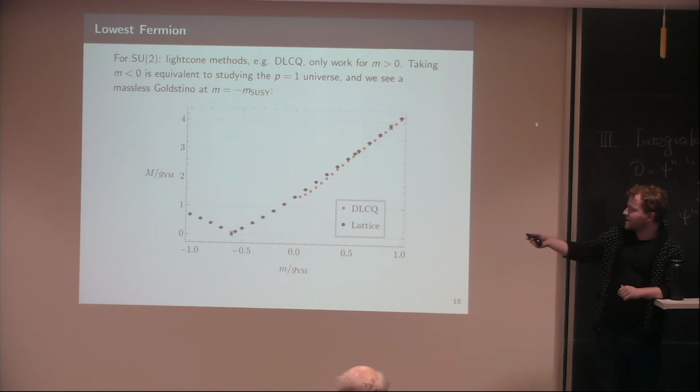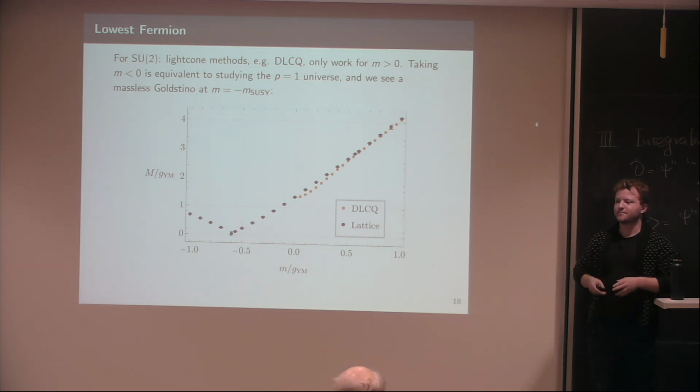So speaking of DLCQ, I mentioned before that DLCQ really only gives you easy access to the topologically trivial universe, the one where you have no sort of background flux tube in the theory. And so that corresponds for SU2 to really only being able to access positive M when you work through all the mixed anomalies we were talking about. It really only gives you positive M.